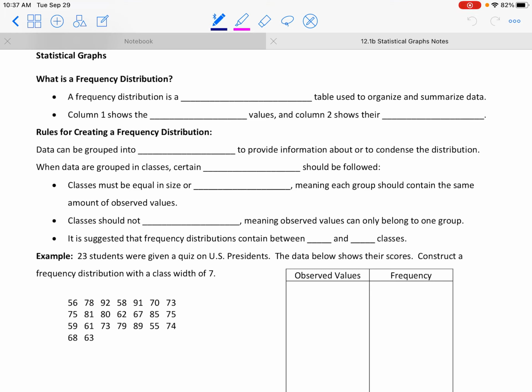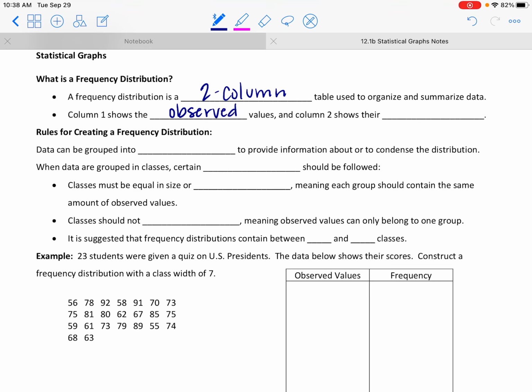So we're going to start by looking at what we call a frequency distribution. That's a fancy name for a two-column table, okay? So a two-column table. And in this two-column table, you're organizing and kind of summarizing the data. Column 1 shows the observed values.